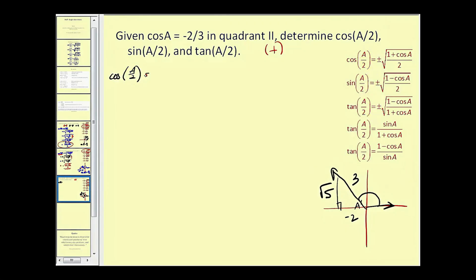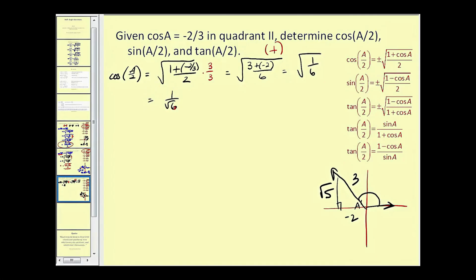Cosine of A over 2 is equal to the square root of 1 plus cosine A, which is negative 2/3, all over 2. Remember, we already determined all these would be positive. Let's go ahead and clear the fractions. Our denominator would be 6. The numerator would be 3 plus negative 2, which would give us square root of 1/6, which is equal to 1 over the square root of 6. And if we rationalize this, we have the square root of 6 over 6.